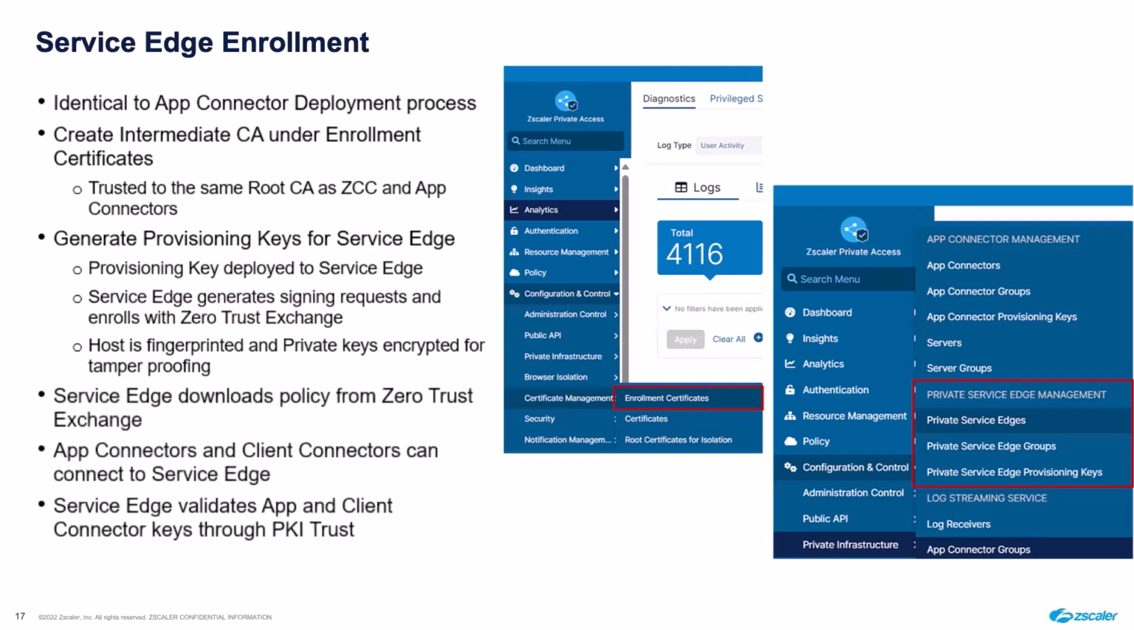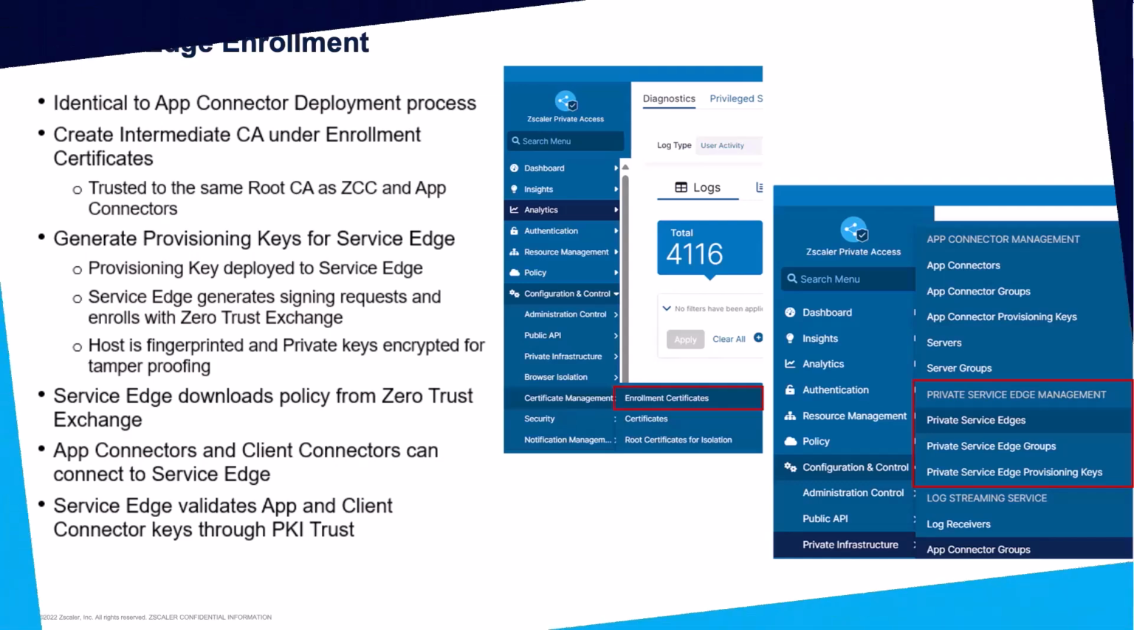The service edge then downloads policy from the Zero Trust Exchange and functions as an extension of the Zero Trust Exchange. App connectors and client connectors can then connect to the service edge based on the geolocation or the trusted network criteria. And then the service edge validates those app connector and client connector transactions through its chain of trust to that root certificate authority that is used to issue those intermediate certificate authorities and the client certificates on the Zscaler client connector, the app connector, and the service edge. So let's walk through how that looks.